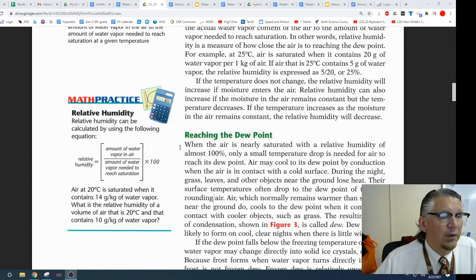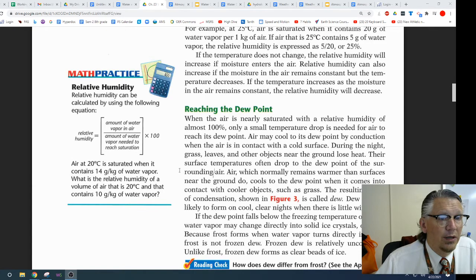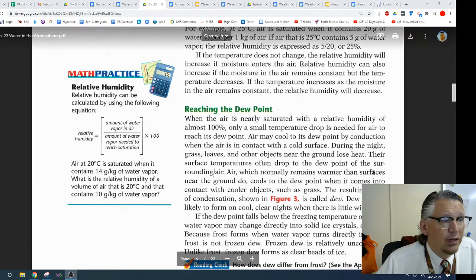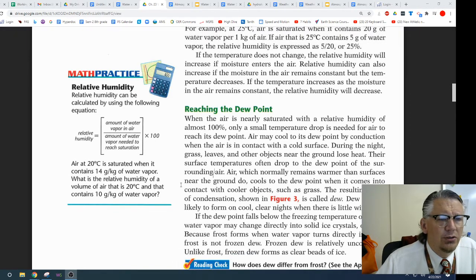Reaching the dew point. When the air is nearly saturated with a relative humidity of almost 100%, only a small temperature drop is needed for air to reach its dew point. Air may cool to its dew point by conduction when the air is in contact with a cool surface. During the night, grass, leaves, and other objects near the ground lose heat. Their surface temperature often drops to the dew point of the surrounding air, which normally remains warmer than the surface near the ground. The air cools to the dew point when it comes into contact with cooler objects such as grass.